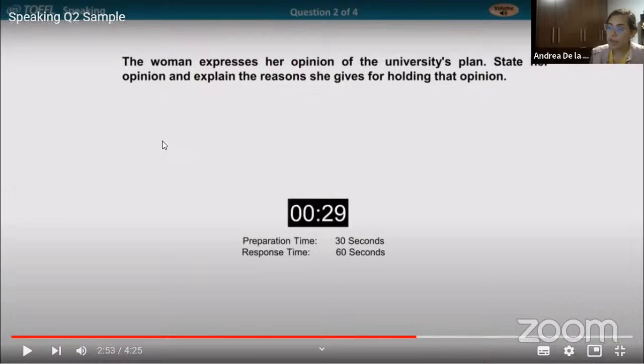So if you think about it, what is the question asking you to do? The instructions are clear, right? The instructions are state the woman's opinion about the university's plan, and explain her reasons, right? The 2 reasons. Those are the instructions. They are not actually telling you to summarize everything that you read and you heard, right? They just want you to talk about the woman's opinion and explain her reasons, right? And that's what we're gonna do.